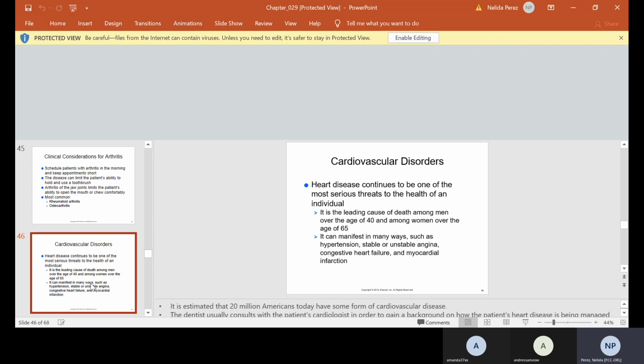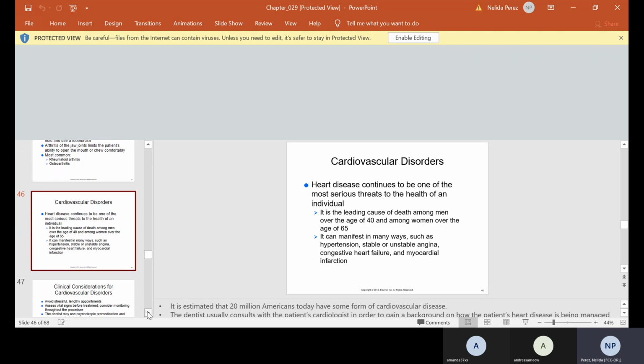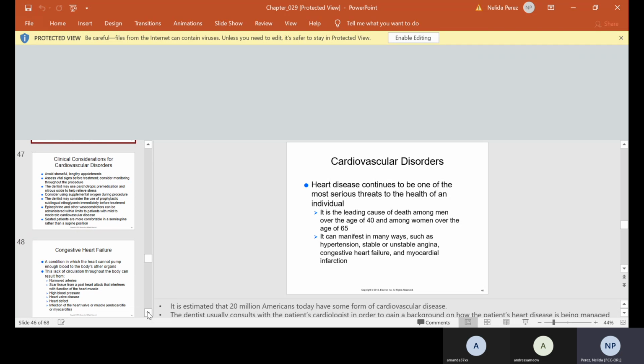Then you have your cardiovascular disorders. Heart disease continues to be one of the most serious threats to the health of an individual. It is the leading cause of death among men over the age of 40 and among women over the age of 65. It can manifest in many ways, such as hypertension, stable or unstable angina, congestive heart failure, and myocardial infarction. That myocardial infarction means heart attack.